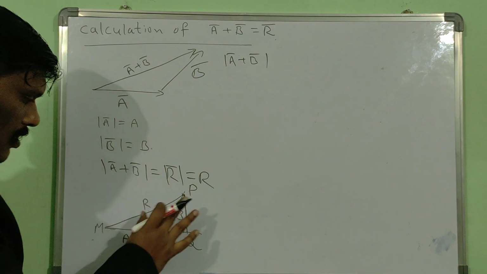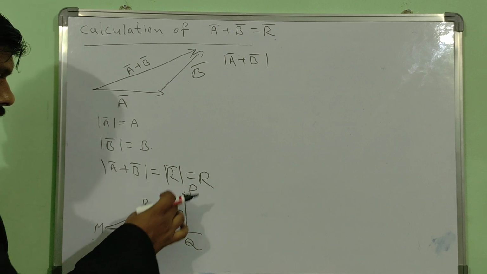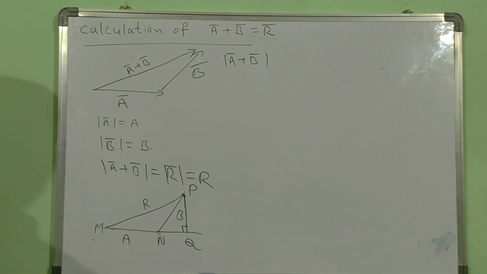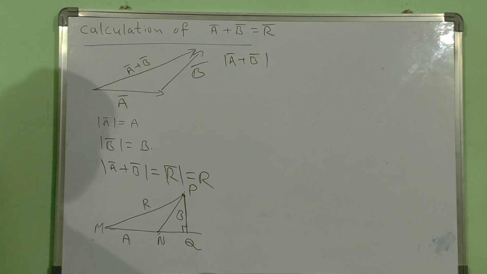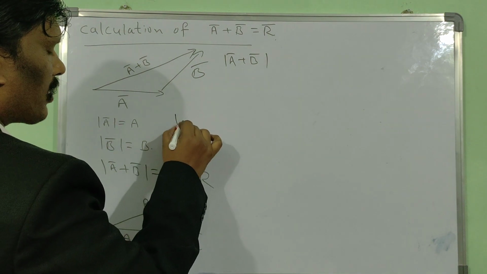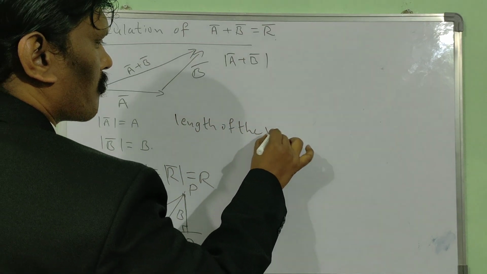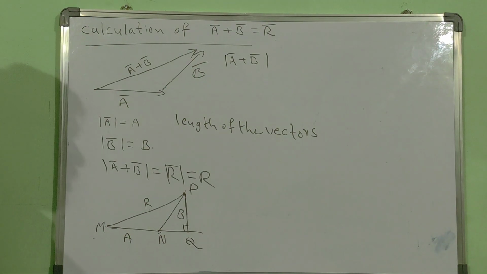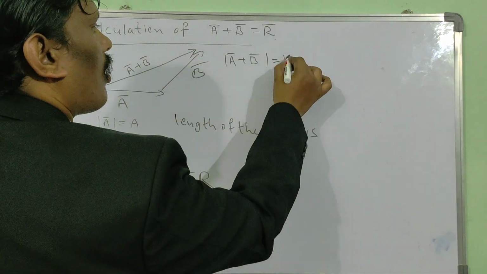Now these are all lengths. This is the length of the vector A bar. This is the length of the vector B bar. This is the length of the resultant vector. To calculate magnitude, I require all the lengths of the vectors only. The lengths of the vectors are sufficient to calculate the magnitude of A bar plus B bar, which is nothing but the magnitude of R bar.